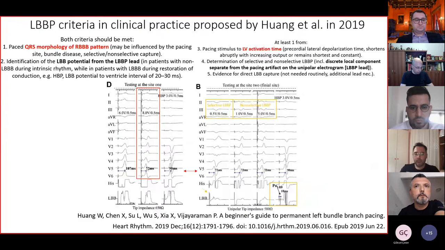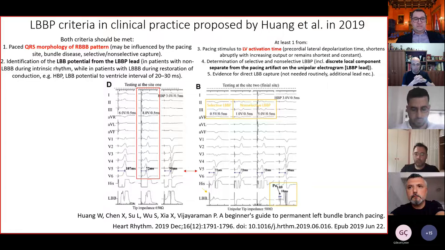There are several criteria to assess left bundle branch pacing. Huang et al. in 2019 proposed 5 criteria. The first two are the most important and should be met according to their definition. The paced QRS morphology of RBBB pattern should be observed. However, it may be influenced by the pacing site, bundle disease, and selective or non-selective capture.